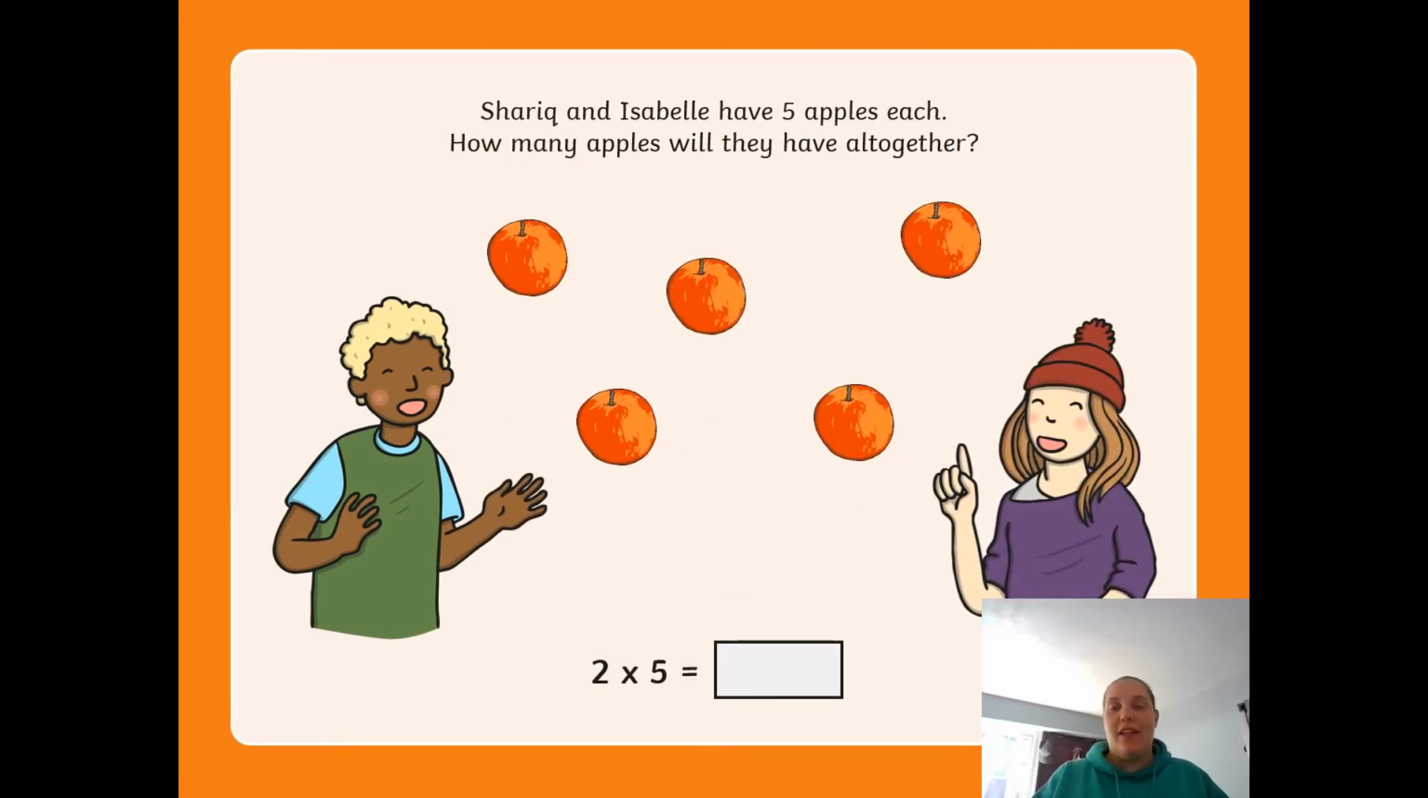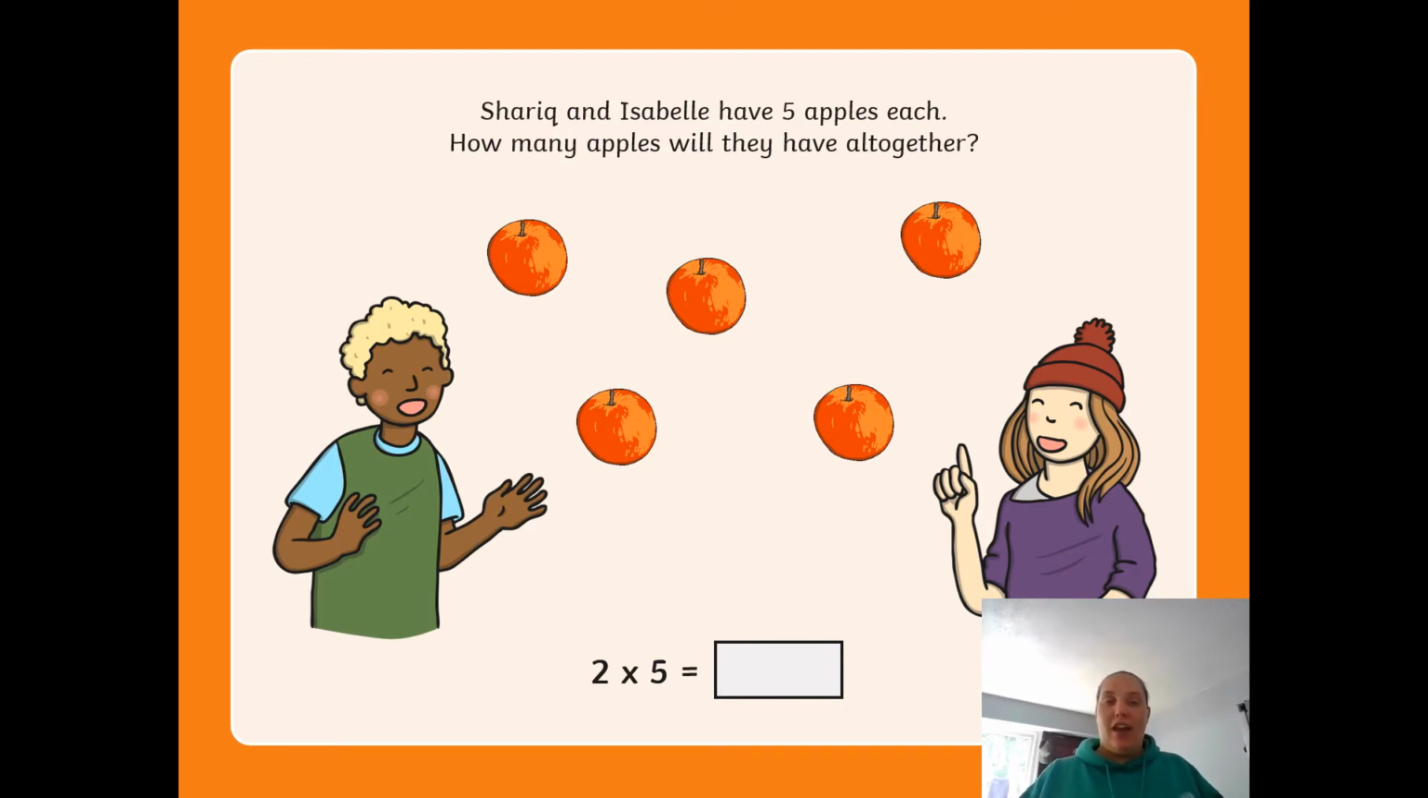So for the second part of our lesson, we're going to look at multiplying, and we're going to look at it using lots of different pictures and lots of different images to help us to arrive at those answers. So Sharik and Isabel have 5 apples each. How many apples will they have all together?